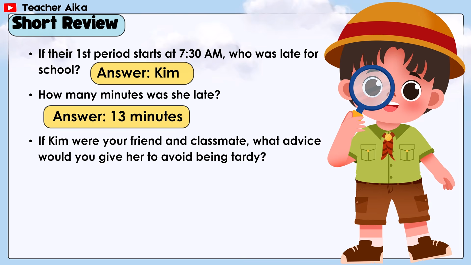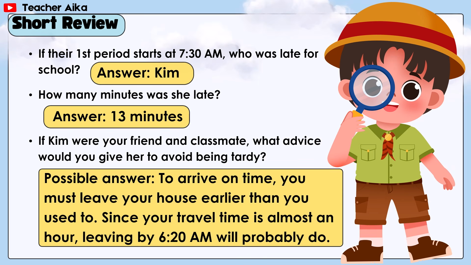If Kim were your friend and classmate, what advice would you give her to avoid being tardy? Possible answer, to arrive on time, you must leave your house earlier than you used to. Since your travel time is almost an hour, leaving by 6:20 a.m. will probably do.